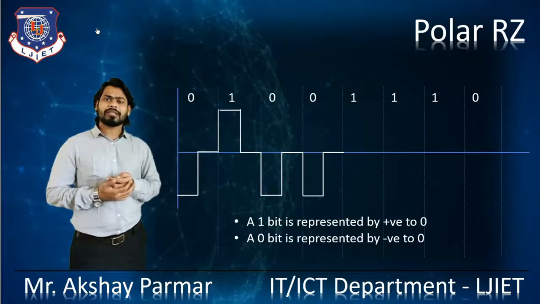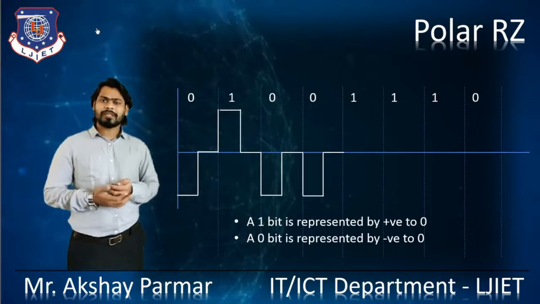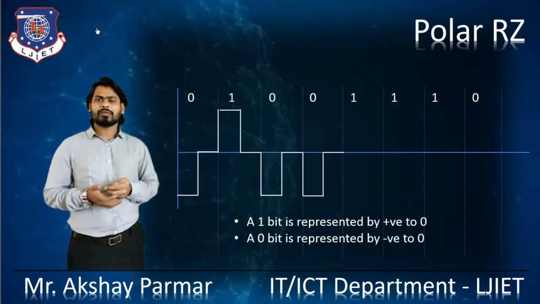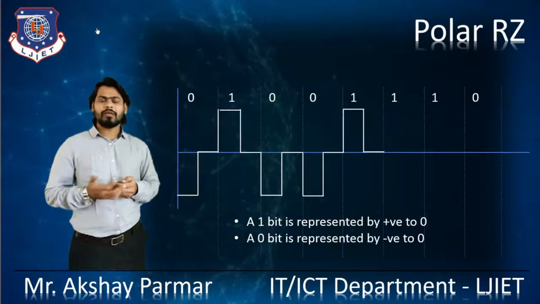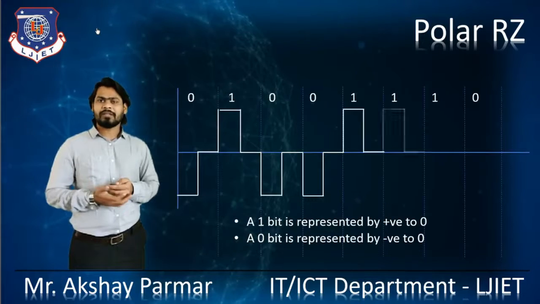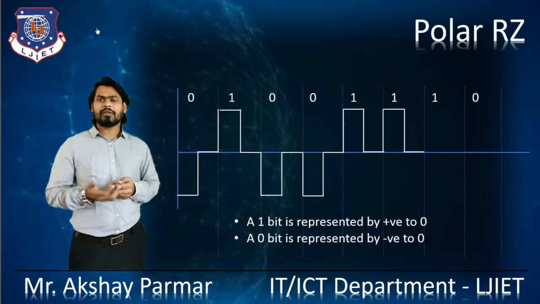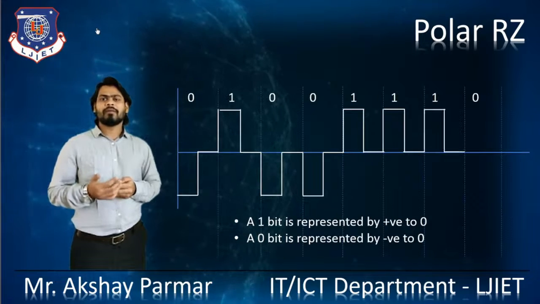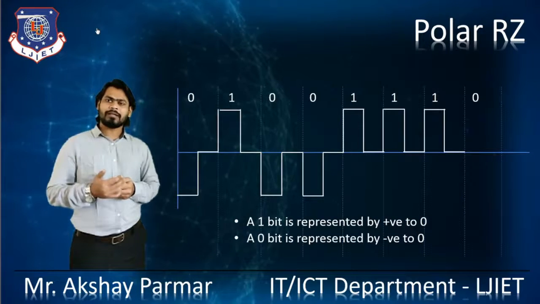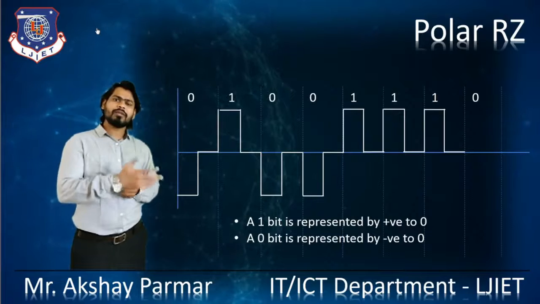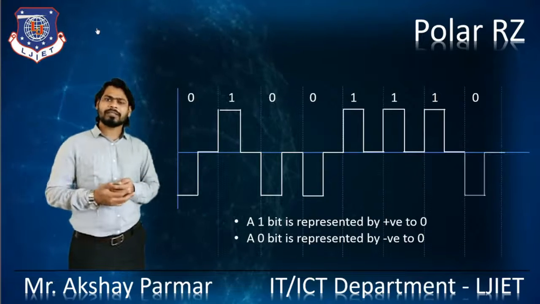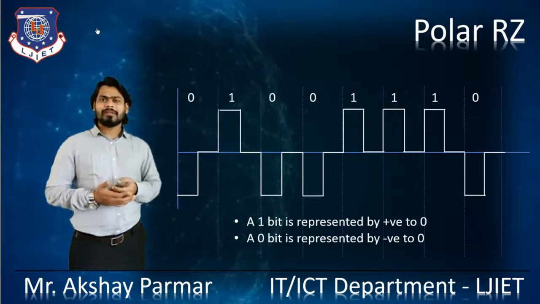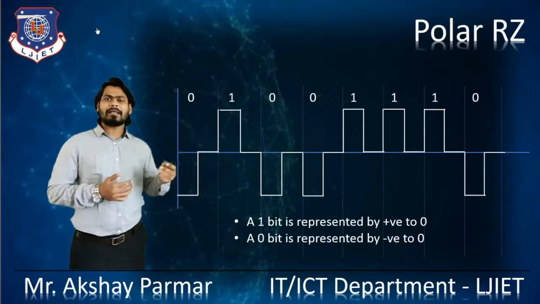After that, the one is there. To represent the bit one, positive voltage to the zero voltage, right? After that, another one is there, so we follow that rule only. To represent the one, we reach the positive voltage, and in the second half we reach the zero, right? So this is how we represent the bit sequence in the polar RZ, the return to zero.